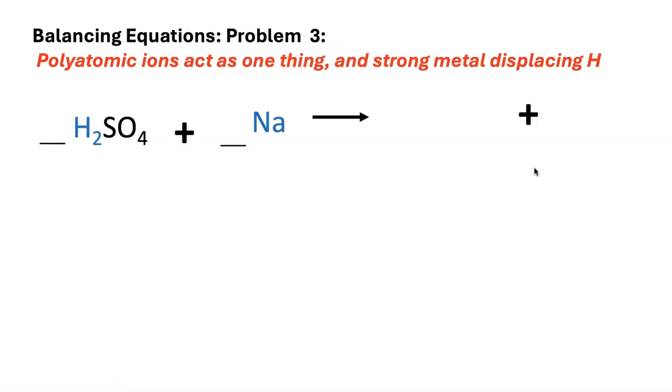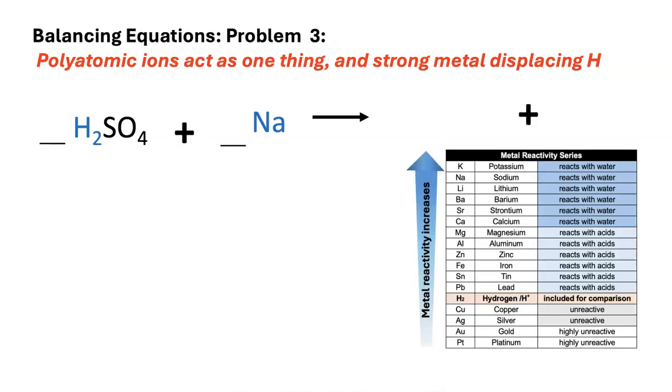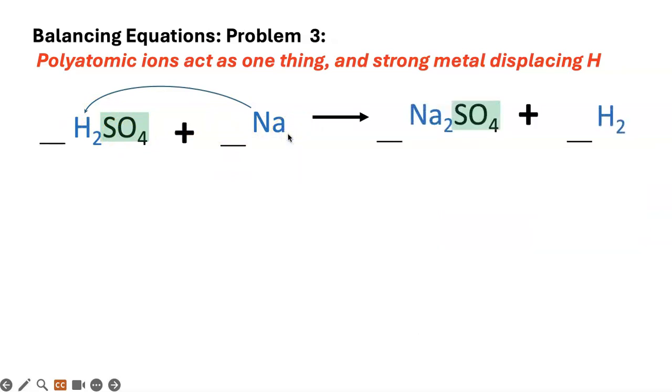So problem 3. Here's a situation with polyatomic ions, and you are going to treat it as one thing, and we are going to look at metals displacing hydrogen. So you have to predict the products. Can hydrogen be kicked off by sodium? Yes, sodium is on top and hydrogen is at the bottom. So sodium will make sodium sulfate, that is going to be Na2SO4, and hydrogen gas. And then you're going to balance both sides.